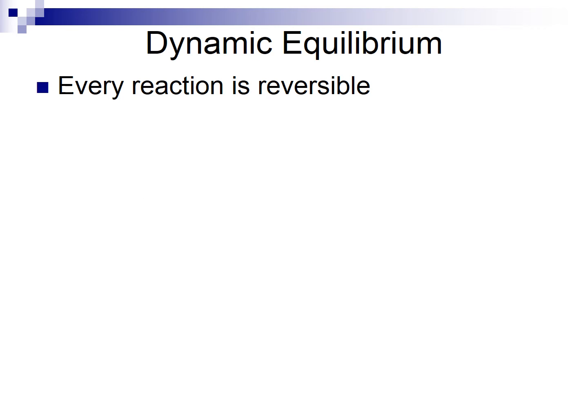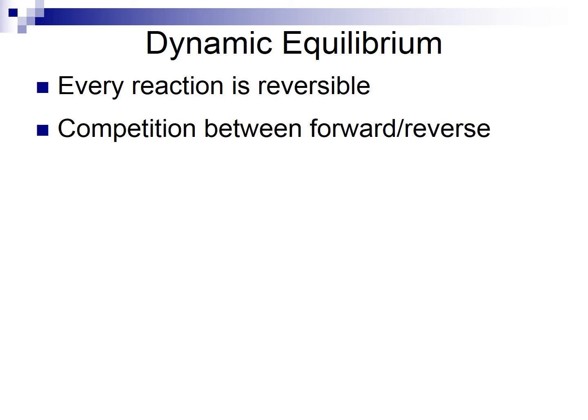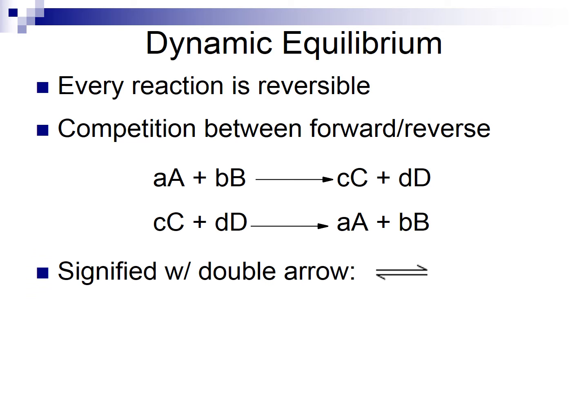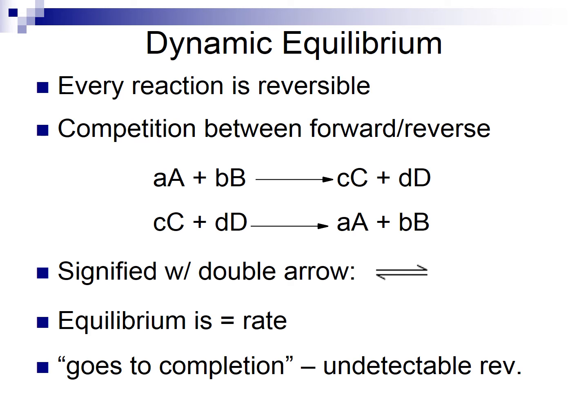Now, for dynamic equilibrium, technically speaking, every reaction is potentially reversible. Some reactions essentially don't reverse because of very high reverse activation energies, but we can consider all of our reactions to be a competition between forward and reverse processes. If I look at this then for our A plus B reaction, the forward process is A plus B yields C plus D. The reverse process is C plus D yields A plus B. This is signified with that double-headed arrow. In this, the equilibrium occurs where the rate is equal between these two reactions. So we quote-unquote go to completion only if I have essentially undetectable reverse process.